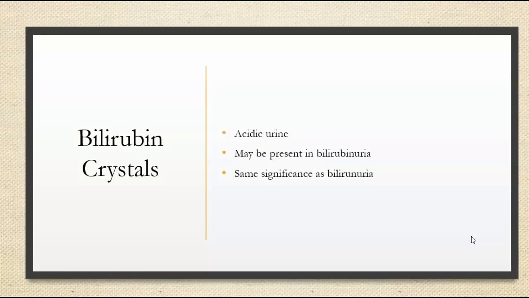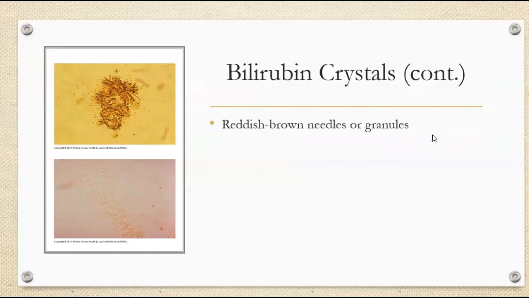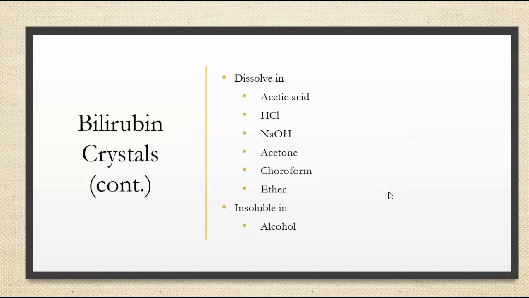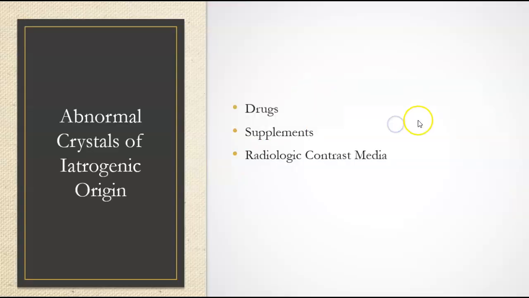Bilirubin crystals, we can often see bilirubin in crystals in acidic urine. We can see this present in bilirubinuria, and it has the same significance as bilirubinuria. They're reddish-brown needles or granules, and often the color of the urine is also very dark. They will dissolve in acetic acid, HCl, and NaOH, acetone, chloroform, ether, and they're not soluble in alcohol.